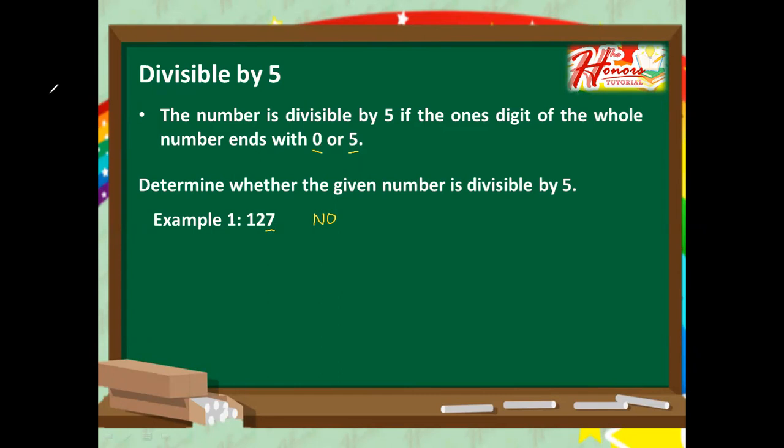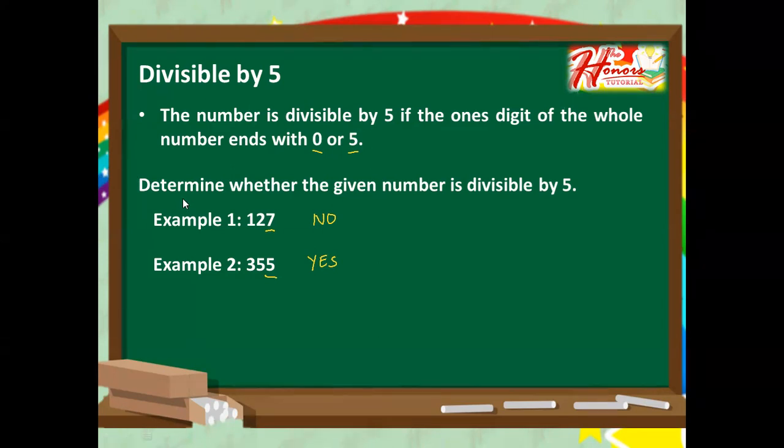Next, 355. The last digit of 355 is 5. Is it divisible by 5? Yes, it is. It is divisible by 5. Why? It is because it ends with 0 or 5.